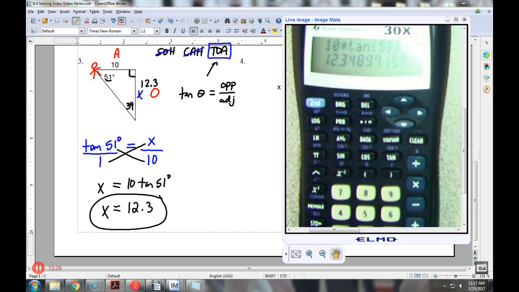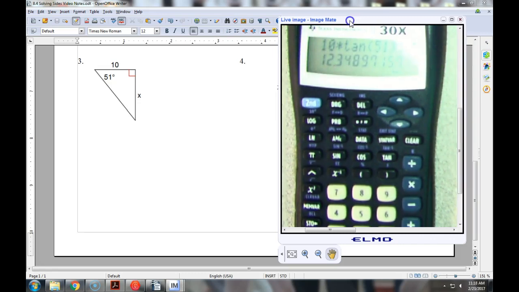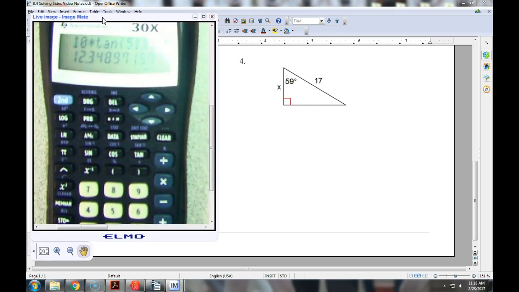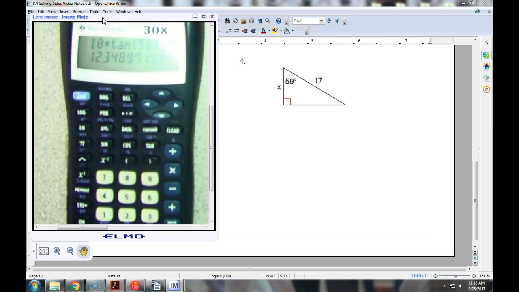So now I can check and make sure that the smaller side is across from the 39 and the larger side is across from the 51, and that's legit. So it looks like 12.3 is a pretty good answer. All right, let's take a look at number 4. Slide this guy over to this side right now. And I'm going to back out a little bit. It's getting a little bit blurry.